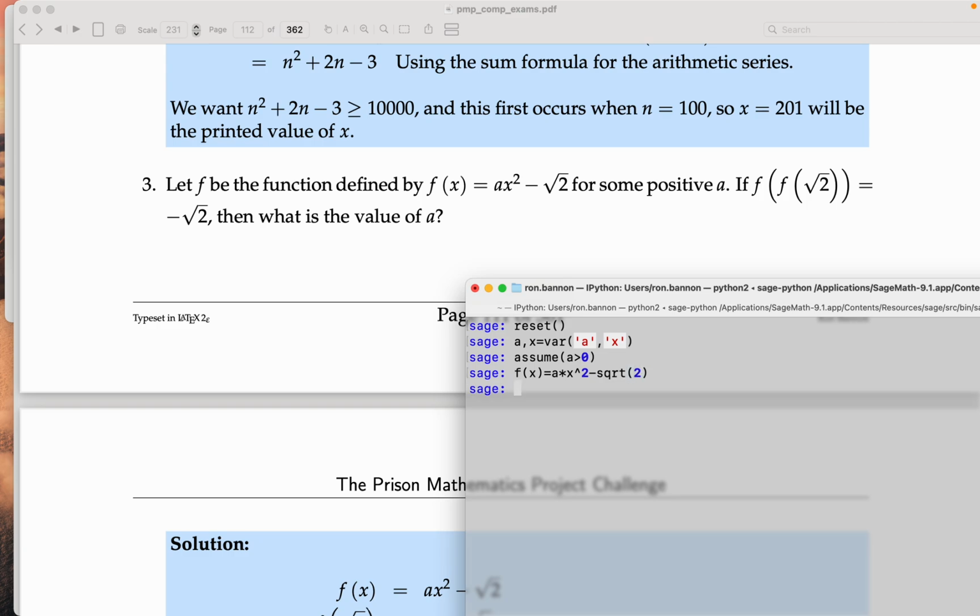All right? Next thing I see is it says if f of x is equal to this. You see that? They go to say, what's the value of a? Well, let's take an equation. So I'll type it in. Equation, I'll call it equation 1. I'm going to assign it f of the square root of 2. Let's see if I did that right. And that is equal to minus the square root of 2.